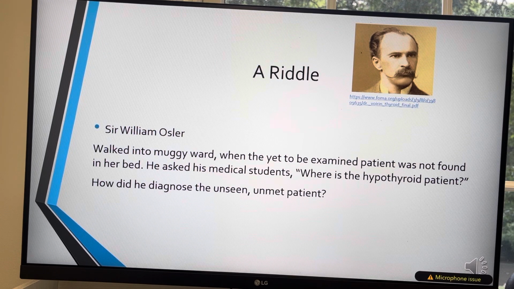Sir William Osler walked into the muggy ward. When the yet-to-be-examined patient was not found in her bed, he asked his medical students, where is the hypothyroid patient? How had he diagnosed her when he hadn't even met her? Well, the bed had many blankets on it, there was hair in clumps on the pillow, and the clothes were suggestive of obesity.